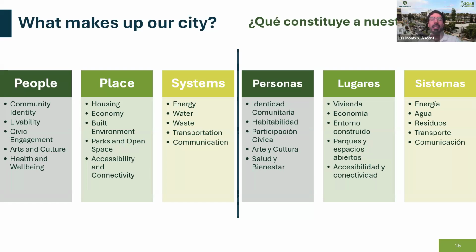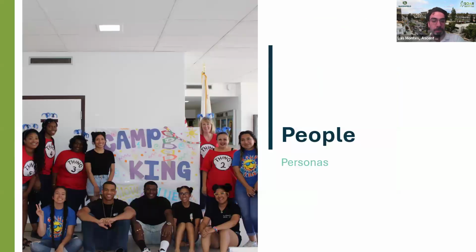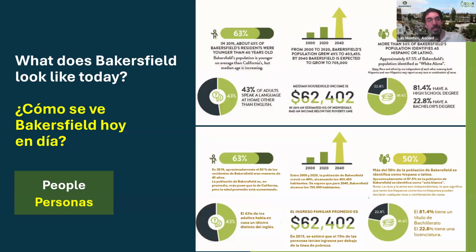We'll use these three categories to consider what Bakersfield looks like today and how we envision it to look in the future. So, starting with people. Today, Bakersfield's population is younger on average than California's, but the median age is increasing. About 63% of Bakersfield residents were younger than 40 years old.